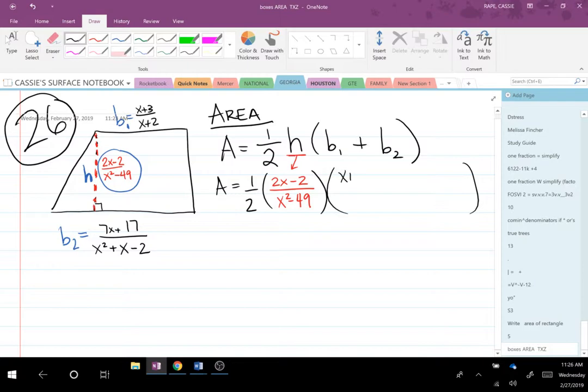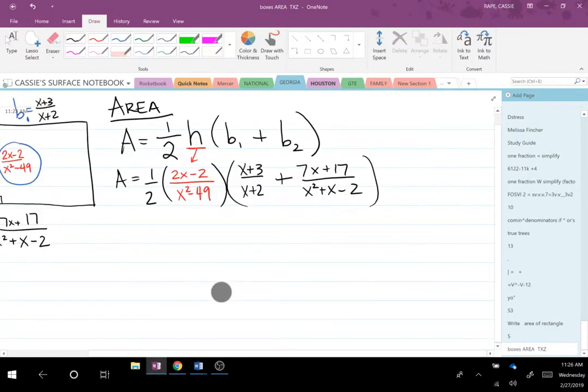I'm going to keep writing here, but you can see I'm just filling in base 1, x plus 3 over x plus 2, and then plus base 2, which is 7x plus 17 over x squared plus x minus 2. So looking at this and using order of operations, I have to do parentheses first, because the H wasn't in parentheses. Please excuse my dear Aunt Sally.